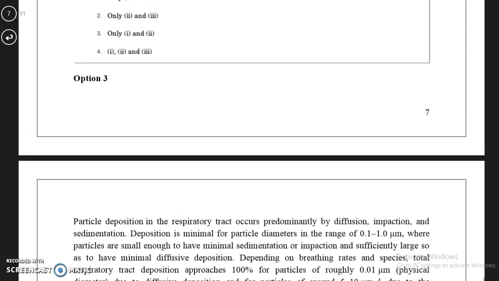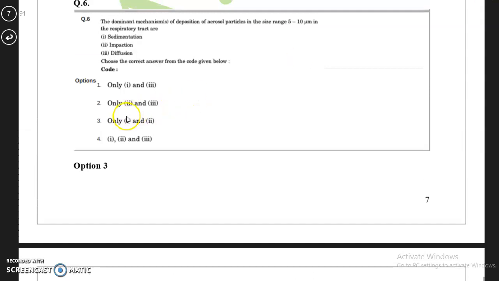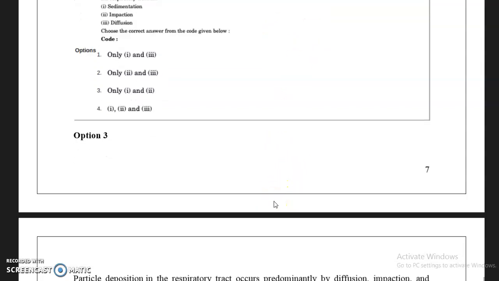So as given in the explanation we have attached, hence the correct option will be option number 3. Only 1 and 2, that is sedimentation and impaction, are the dominant mechanisms for the particle size 5 to 10 micrometer. Moving on to next question.